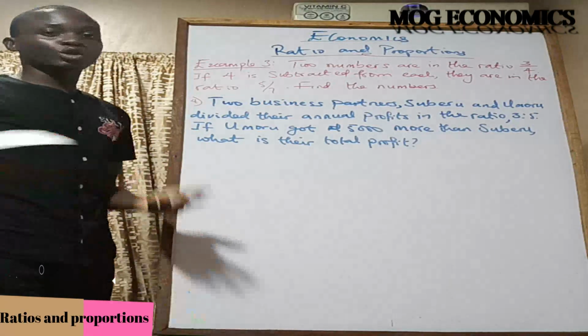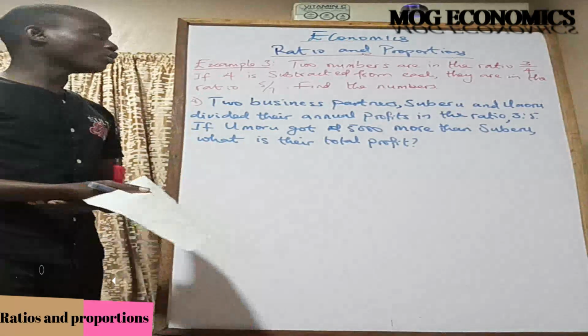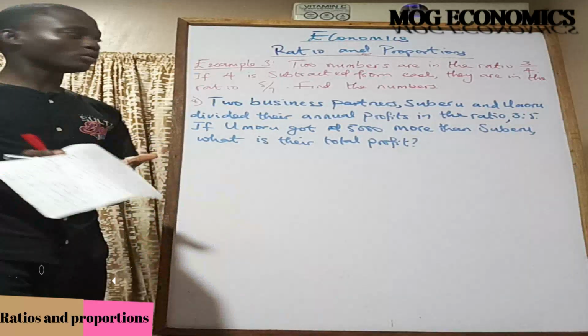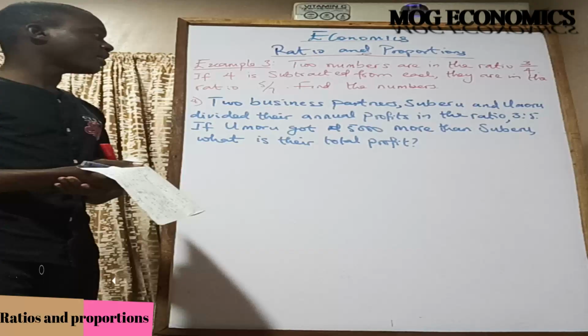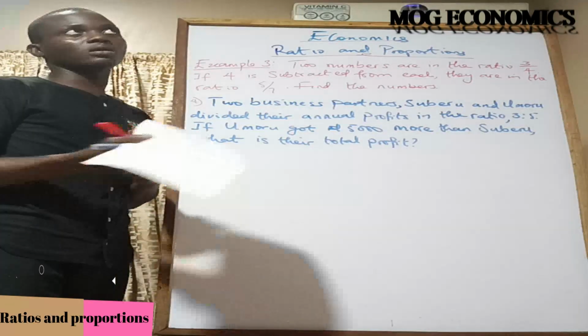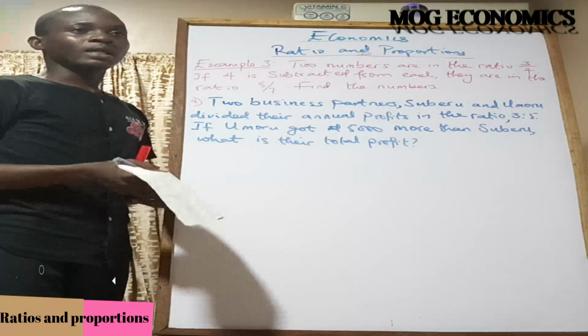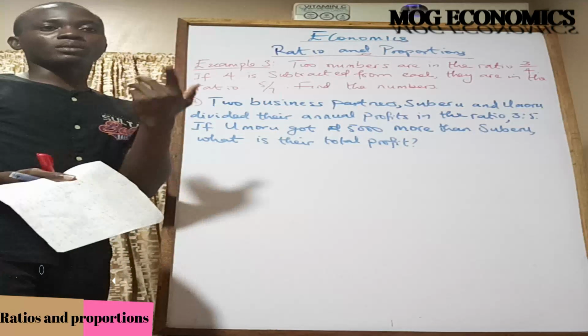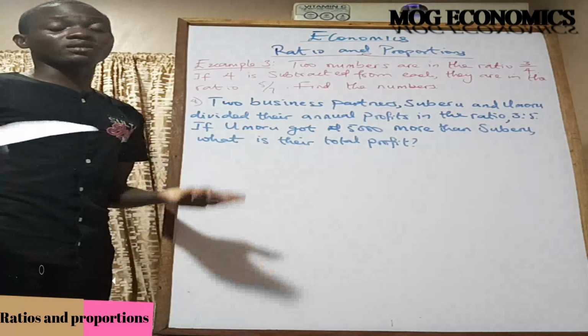It says two numbers are in the ratio 3 ratio 4, 3 over 4, right? If 4 is subtracted from each of those numbers, they are in the ratio 5 ratio 7. Find the numbers. Oh wow, what am I supposed to do here? You didn't even give me a hint, not even one of the numbers. Okay, let me just look for the two numbers. But it's kind of simple.